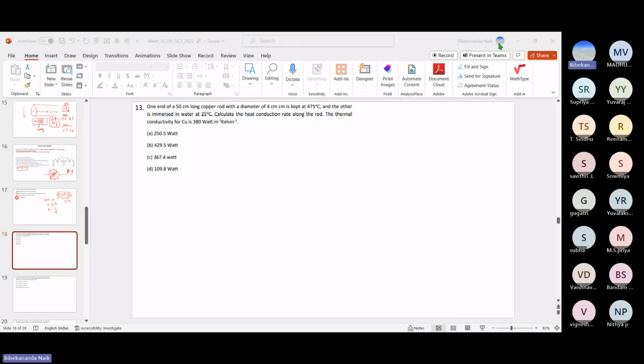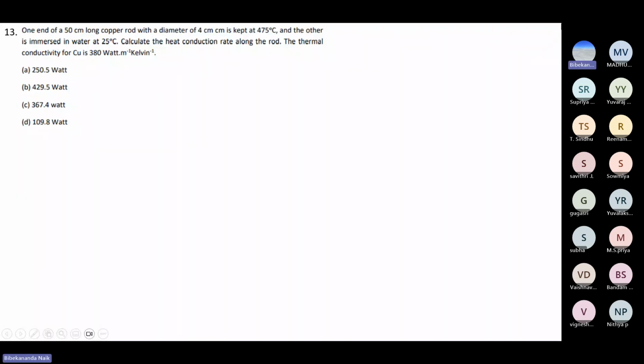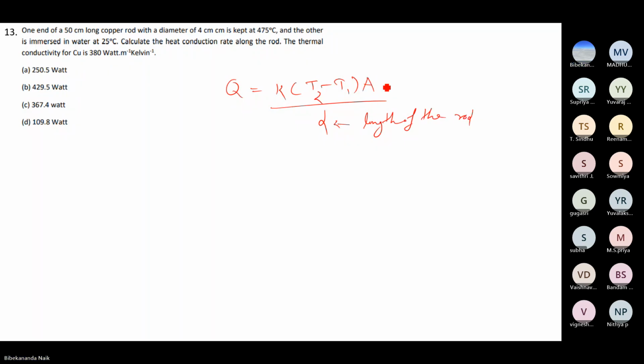Let's then solve this. From the formula we know the heat conduction rate Q is equal to K times the temperature difference T2 minus T1 times the cross-sectional area A divided by D. Here D is the length of the rod, A is the cross-sectional area, K is the thermal conductivity, and T2 minus T1 is the temperature difference between the two ends.